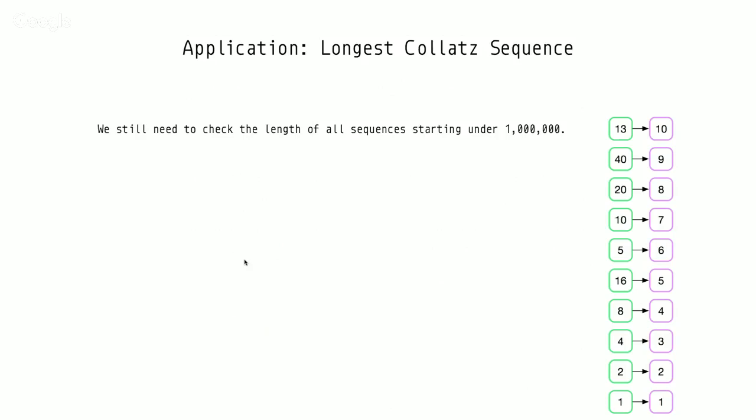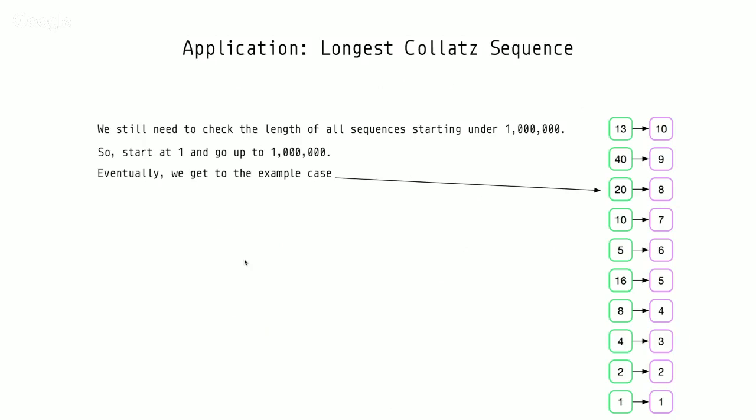So now I'm just going to walk through the rest of the solution here, like why this matters. So we need to check the length of all sequences starting under 1,000,000. What we're going to do first is just start at 1 and go up to 1,000,000. I obviously can't convey this entire process in a 15-minute video, or any length of video for that matter. But we want to start at 1 and just compute the Collatz sequence and record its length.